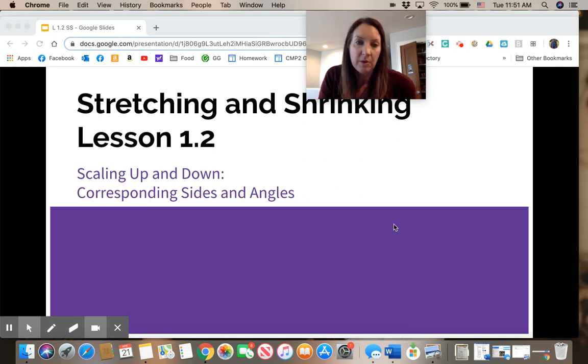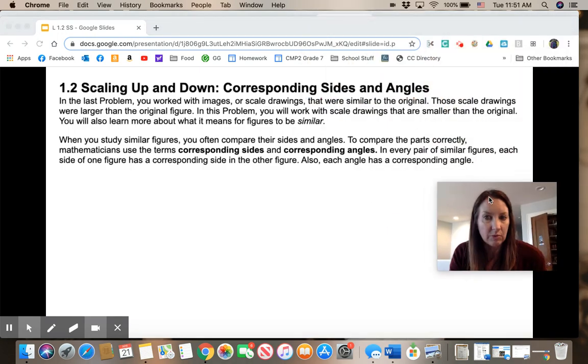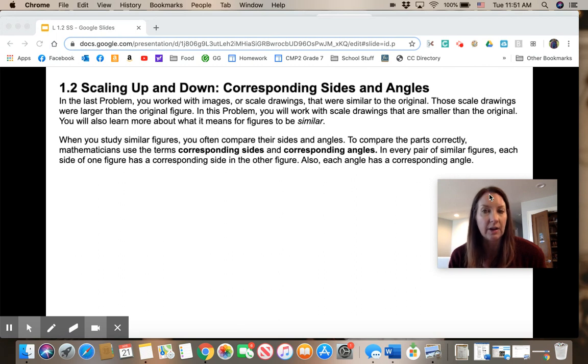So in 1.2, we are going to continue talking about scaling up and scaling down, corresponding sides and angles. In problem 1.2, it says, in the last problem, you worked with images or scale drawings that were similar to the original. Those scale drawings were larger than the original figure. In this problem, you will work with scale drawings that are smaller than the original. You will also learn more about what it means for figures to be similar.